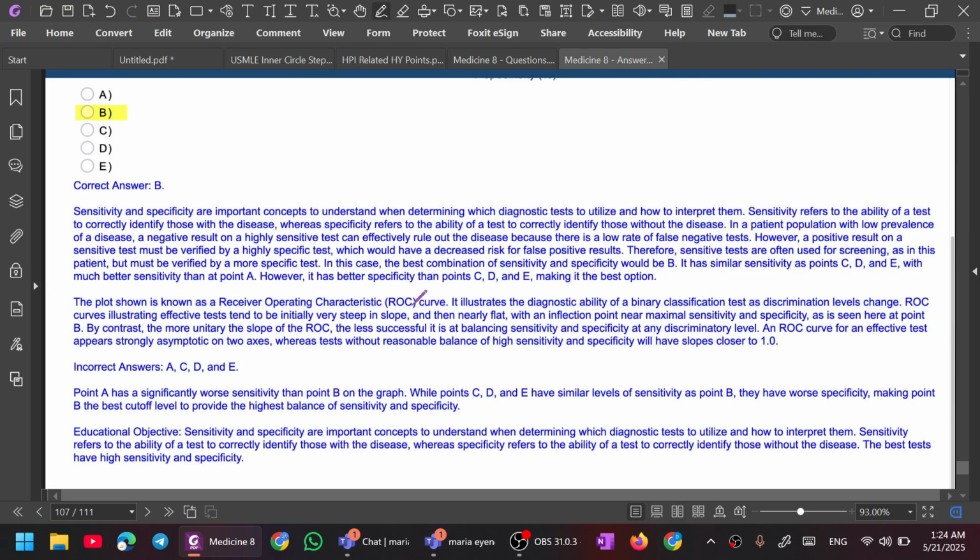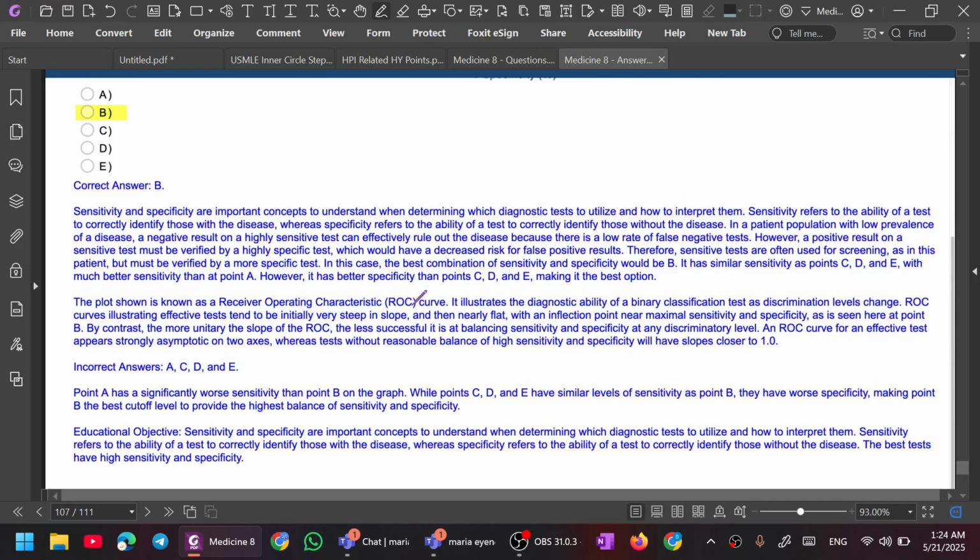However, a positive result on a sensitive test must be verified by a highly specific test, which will have a decreased risk for false positive results. Therefore, sensitive tests are often used for screening, as in this patient, but must be verified by specific tests. In this case, the best combination of sensitivity and specificity will be B. It has similar sensitivity as points C, D, and E, with much better sensitivity than point A. However, it has better specificity than points C, D, and E.